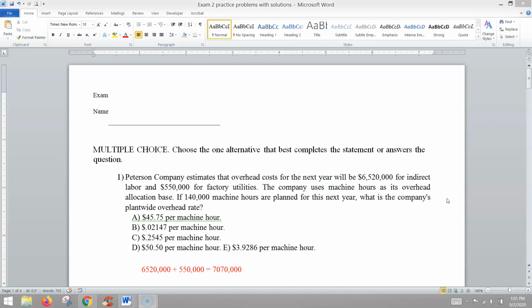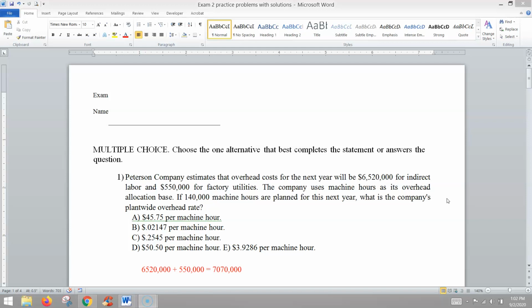So first, Peterson Company estimates that overhead costs for the next year will be $6,520,000 for indirect labor and $550,000 for factory utilities. The company uses machine hours as its overhead allocation base. If 140,000 machine hours are planned for this next year, what is the company's plant-wide overhead rate?